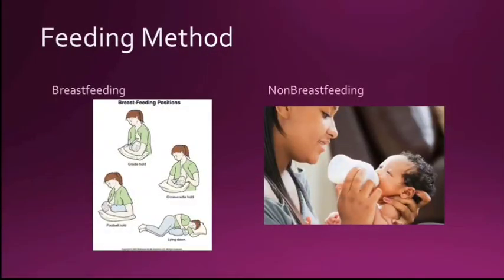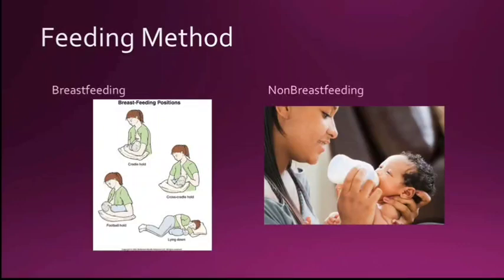Feeding method, breastfeeding versus non-breastfeeding. I just want to hit the high points on this. I'm going to do non-breastfeeding first. Before a parent goes home, if they are non-breastfeeding, we kind of spoil them in the hospital. They have these little bitty bottles. It's already sterile. They just screw a nipple on. So part of the discharge teaching before we send moms and dads home is to make sure they understand how to mix formula or how to safely administer that.